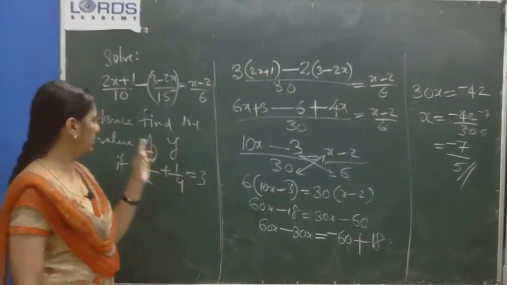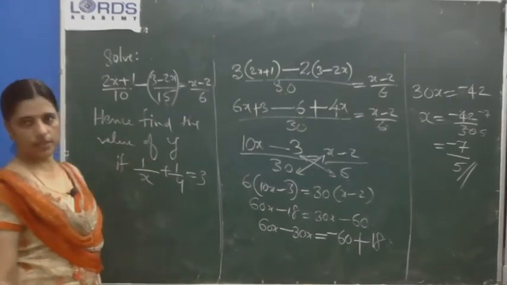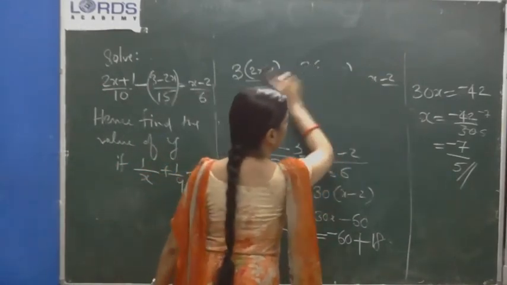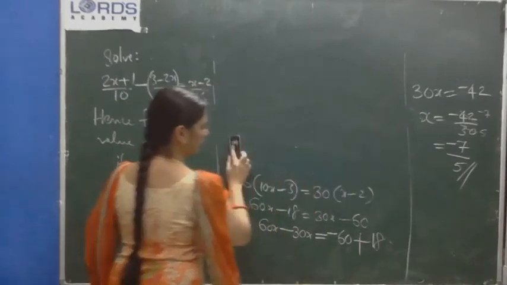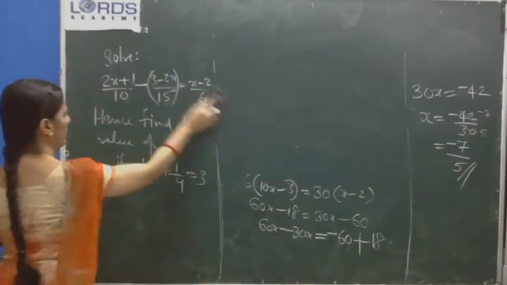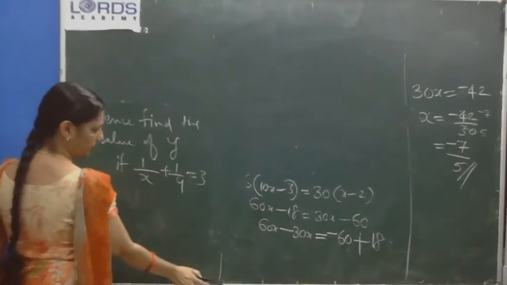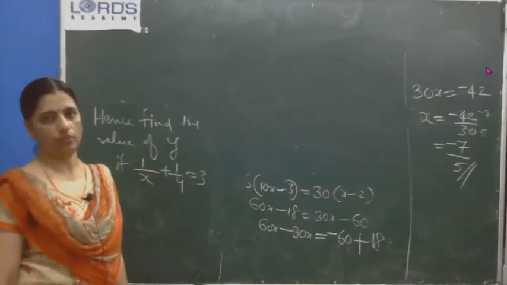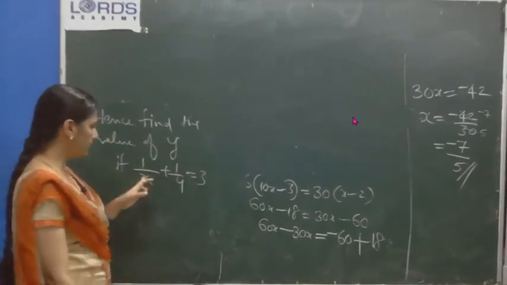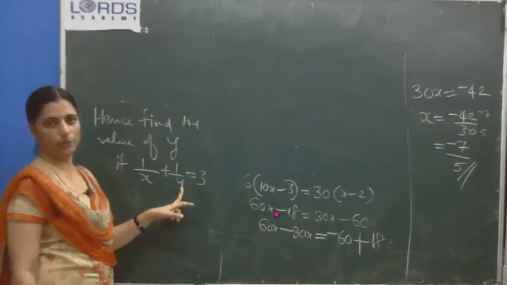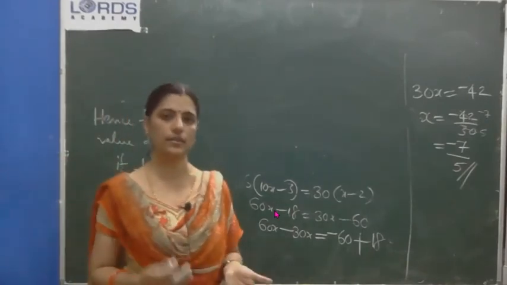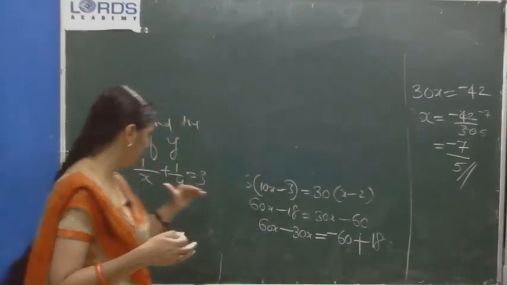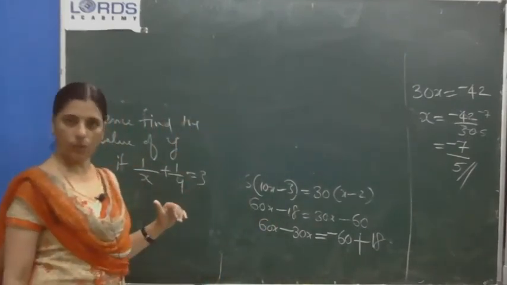But they ask one more: hence find the value of y. Now it's easy. This much okay. So the x value you got is negative 7 by 5. So they are asking to substitute in this equation and get the y value. That means again one more question they ask in connection with this question. This question's x you can use in this equation and hence find the value of y.